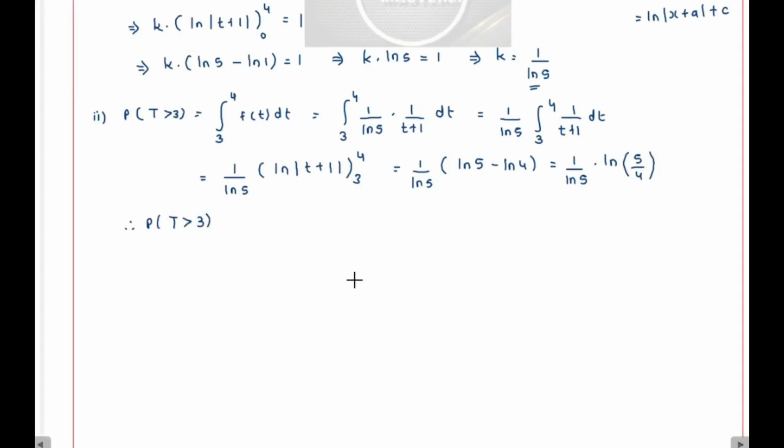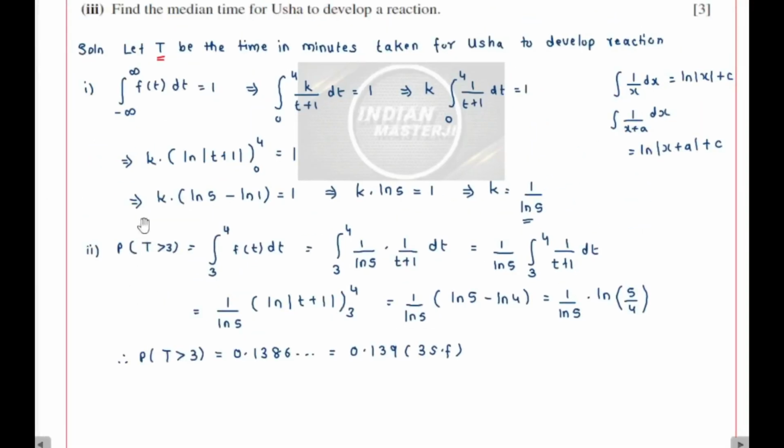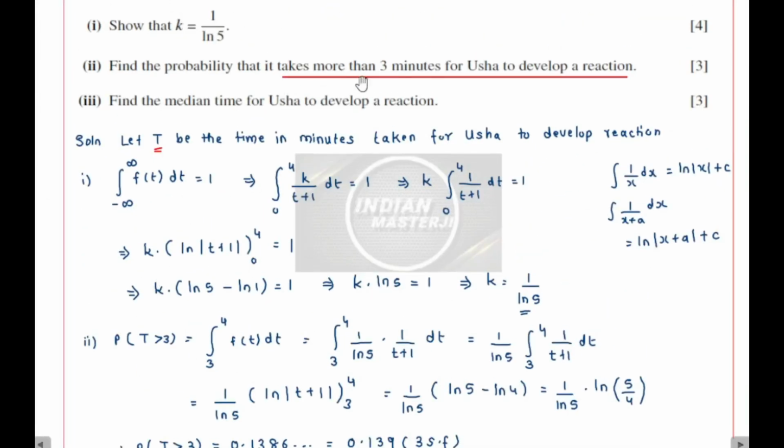So if we solve this particular value on the calculator, what do we get this as? This is equal to 0.1386 something something, which in terms of 3SF I can write as 0.139, correct? So that means probability that it takes more than 3 minutes for Usha to develop a reaction is 0.139.